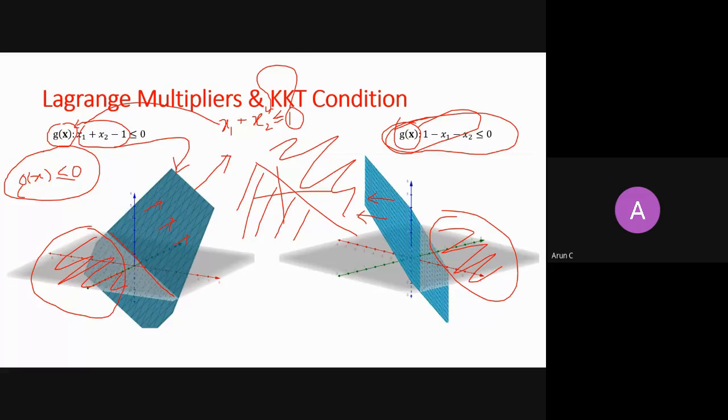So the takeaway point from this slide is, if your constraint is in the form of g(x) less than or equal to 0, and you take the gradient of g(x), the feasible region is opposite to that gradient. Any questions on this?